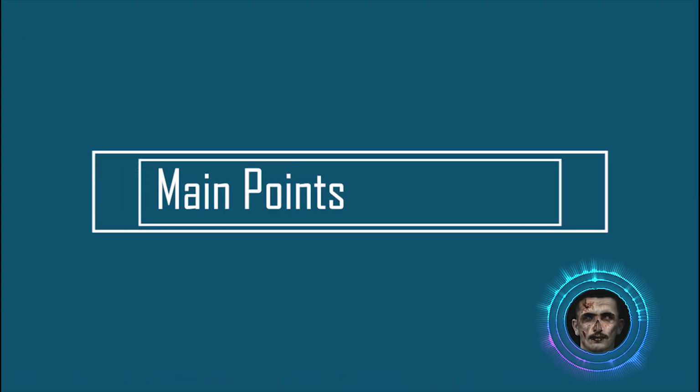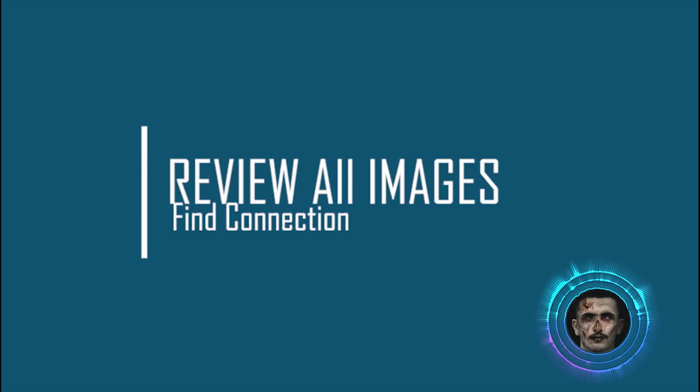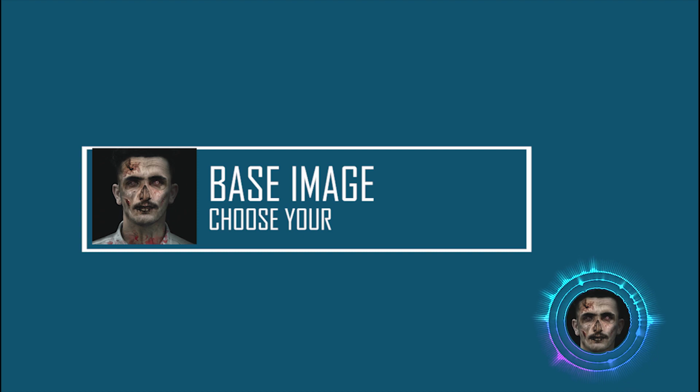The main points to remember from this video: when trying to composite a photo or image, make sure you have sufficient images and review all the photos, go all over them and try to find a connection between all of the photos. When you find the connection, choose your base image and build upon that image. If you need anything else, you can always go to Google and download the image that you need.